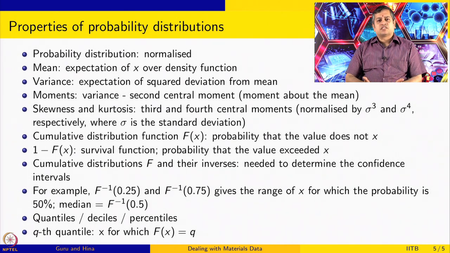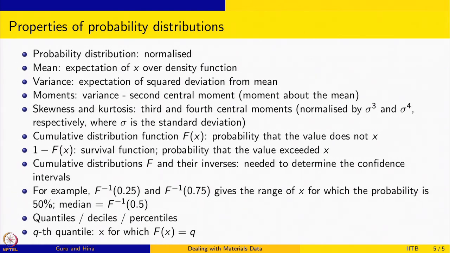Median, for example, is F inverse of 0.5, because F of x equal to 0.5 means the cumulative probability of finding the value to be half. So, F inverse basically gives you that x value for which this happens, which is the median. Similarly, you can define quantiles and deciles and percentiles and so on. For example, the qth quantile is that x for which F of x is equal to q. So, F inverse of q is then x.